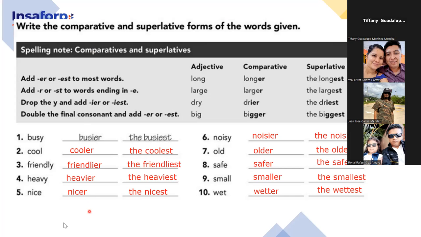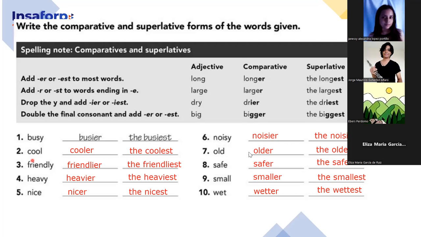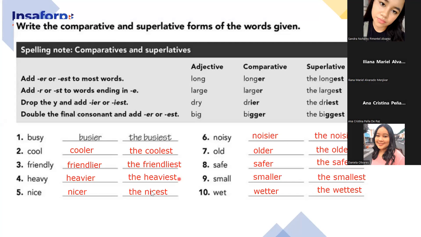Very good. Wonderful. Evers, can you participate? Yes, teacher. Number seven, please. These pants are very old. For example, the blue jeans are older than the green ones. Beautiful. Thank you so much. The oldest. Let me see. My grandfather is the oldest man in my family. Thank you so much. That's correct. Very good.